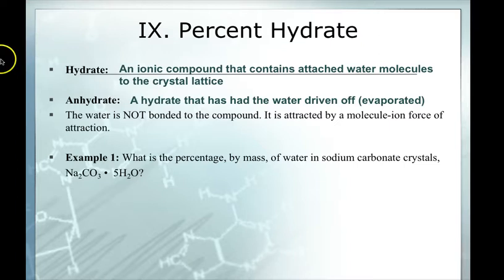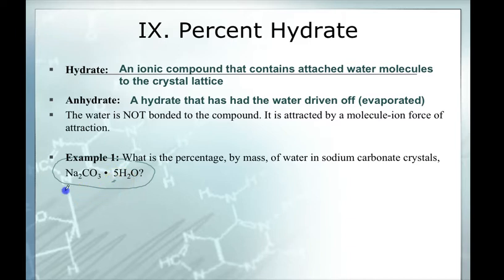So let's just start out with an example. If you look at this first one here, this is what a hydrate looks like. This would be called, and we already know this, sodium carbonate, and you would say pentahydrate. The penta means 5, and the hydrate means water. So this is sodium carbonate pentahydrate. They don't ask you to name these on the Regents exam, just in case.